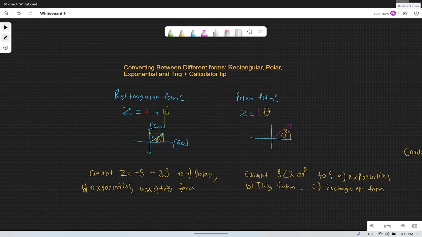Today I'm going to be going over the conversions between the different forms, such as rectangular form, polar form, exponential, and trig form. And also show you how to check your polar and rectangular form calculations on your calculator.